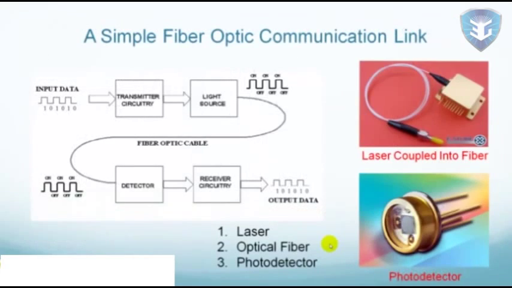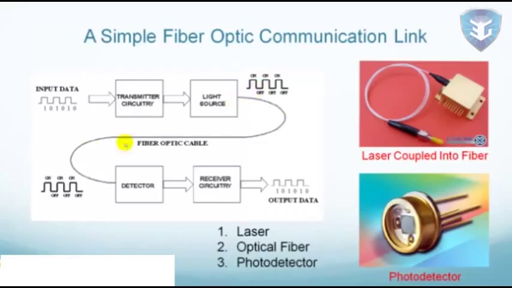A basic fiber optic communication system must have at least three components. The light source, which usually is a laser. The laser is turned on and off quickly by a driving circuit. In this modulation process, the original electronic signal is translated into a light signal.